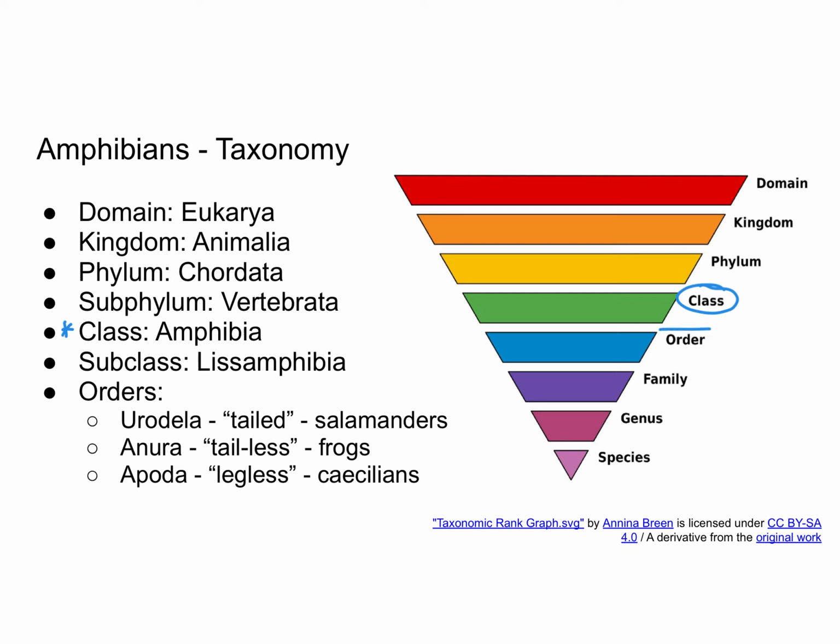And then the orders are the more specific types of amphibians. So we have order Urodela, which are tailed amphibians, and more commonly you know them as salamanders. Anura means tailless, so they don't have a tail, and this would be things like frogs and toads. And Apoda means legless, so a means without, and poda means feet or legs. And these are called caecilians.